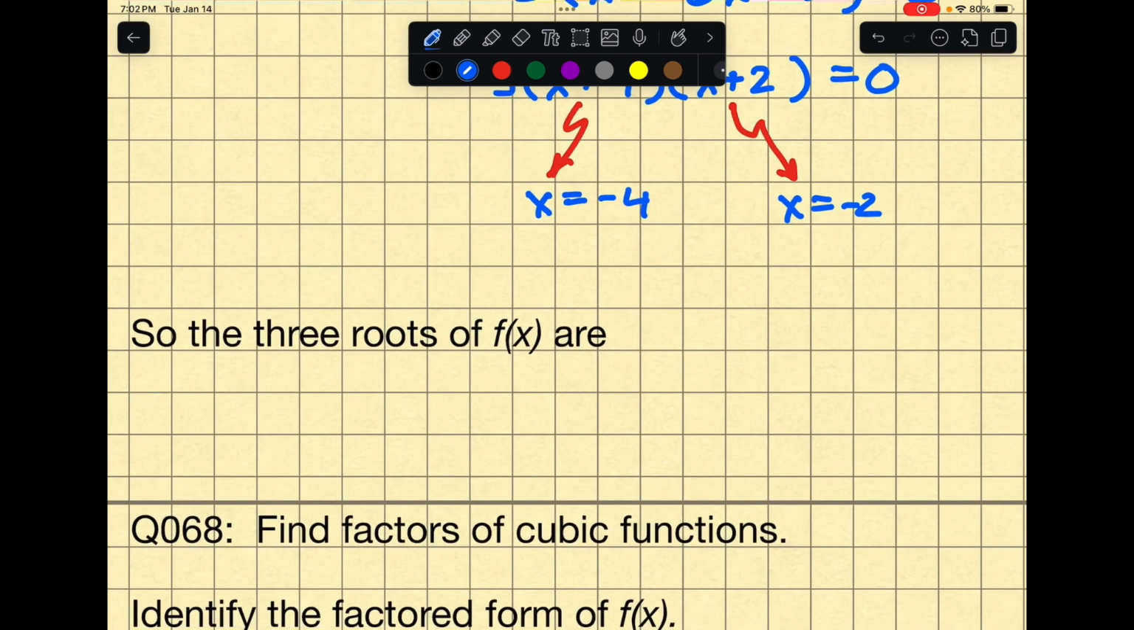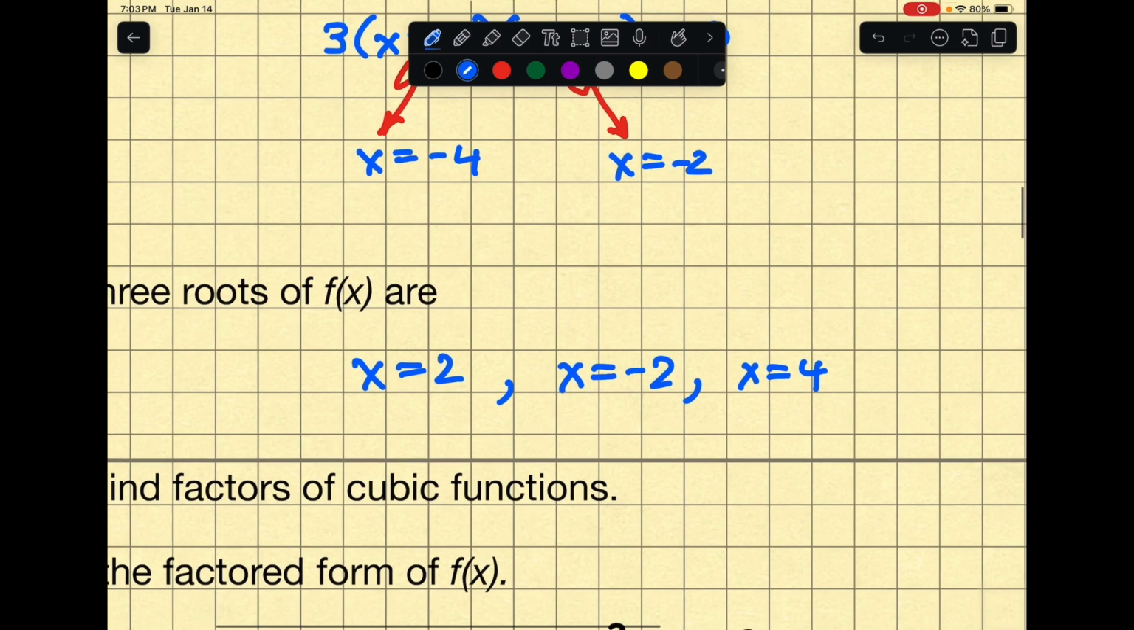So the 3 roots of f of x are, we know that x equals 2 is a root, we know that x equals negative 2 is a root, and we know that x equals negative 4 is a root. Those are the 3 roots of our cubic polynomial.